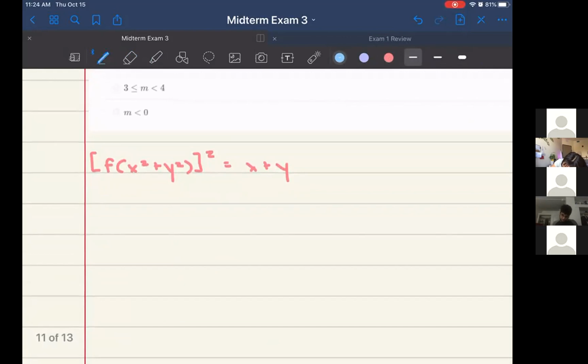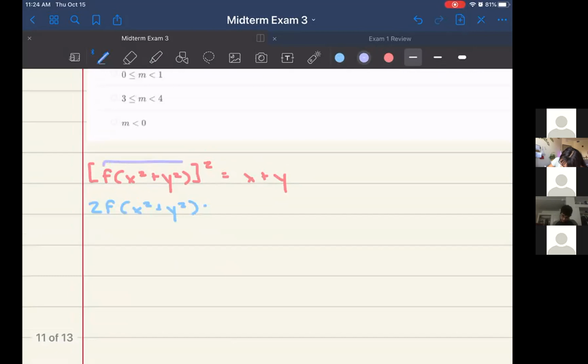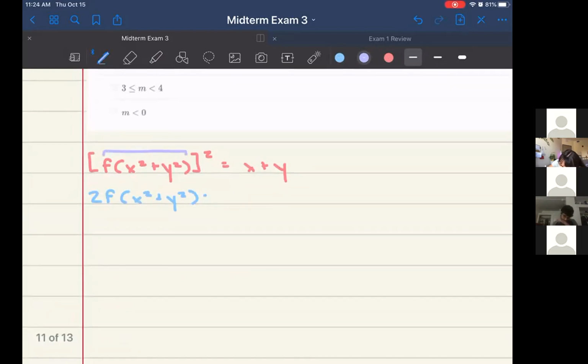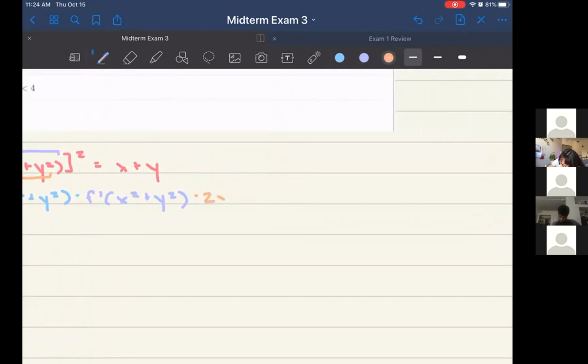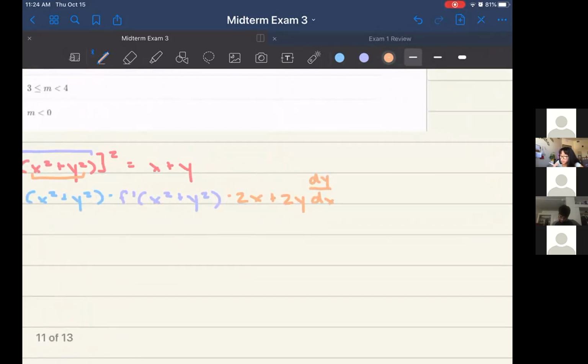It's going to be 2f of x squared plus y squared times, and then we do our chain rule. So now we're looking at this part here. We're going to have f prime of x squared plus y squared. And then now we're going to look at just this part here times 2x plus 2y dy/dx, because we're finding the derivative in terms of x. So we have to implicitly differentiate y.